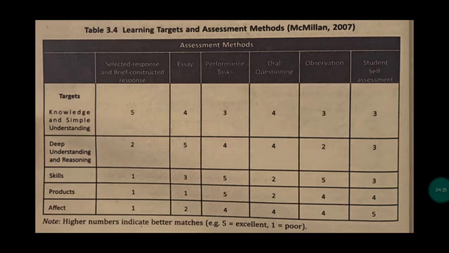Products: selected response and brief constructed response 1, essay 1, performance task 5, oral questioning 2, observation 4, student self-assessment 4. Effect: selected response and brief constructed response 1, essay 2, performance task 4, oral questioning 4, observation 4, and student self-assessment 5.